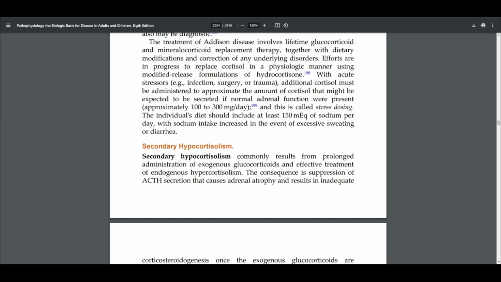The individual's diet should include at least 150 mEq of sodium per day, with sodium intake increased in the event of excessive sweating or diarrhea.